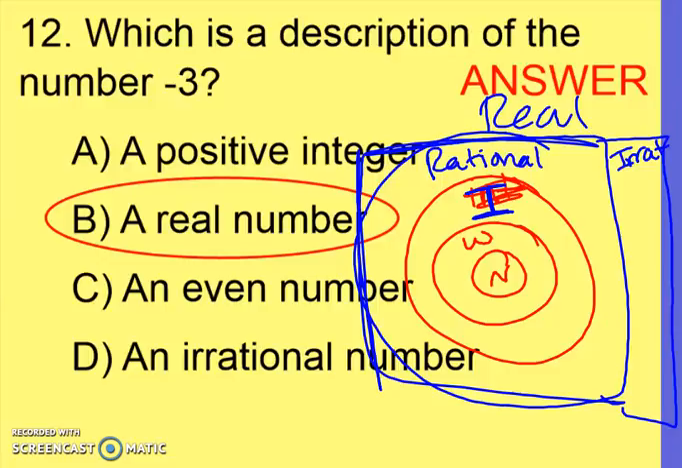So if I go with the -3, -3 is an integer. So therefore, I can take anything out. So it's an integer, rational, it's real. And so the only thing that it tells us is, boom, a real number. And remember, even numbers are like 2, 4, 6, 8, and so forth. So it's actually -3 is an odd number.